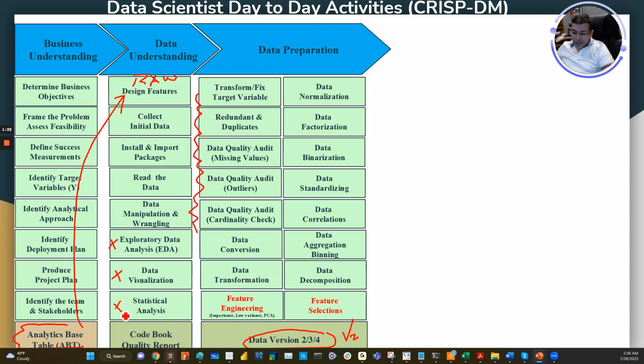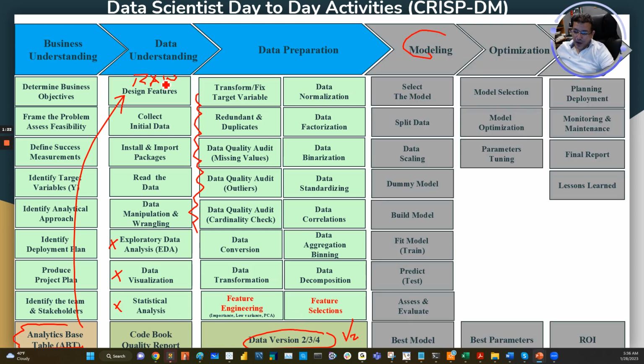We cannot use this data in the modeling because of the garbage that data could have. So this data is more suitable for the modeling, for the analysis, for the machine learning, rather than using the raw data.